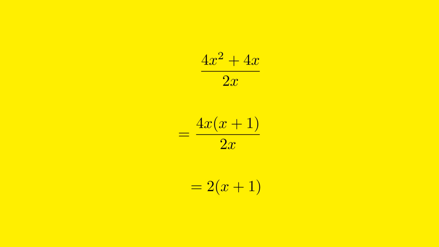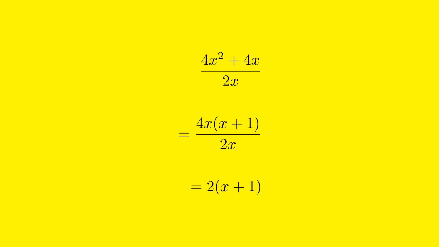To begin solving the problem of reducing the rational expression 4x squared plus 4x divided by 2x to its lowest terms, follow these steps. Start by factoring the numerator and the denominator separately. The numerator 4x squared plus 4x can be written as 4x times the quantity x plus 1. This is because 4x squared divided by 4x is x and 4x divided by 4x is 1. So the expression becomes 4x times the quantity x plus 1 divided by 2x.